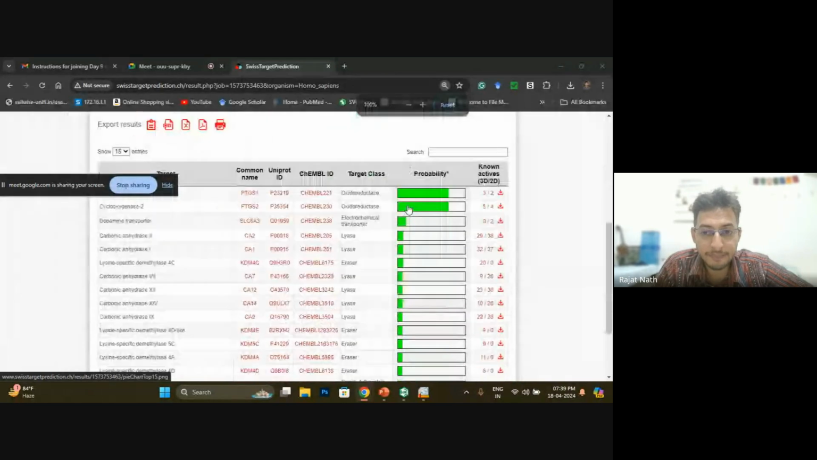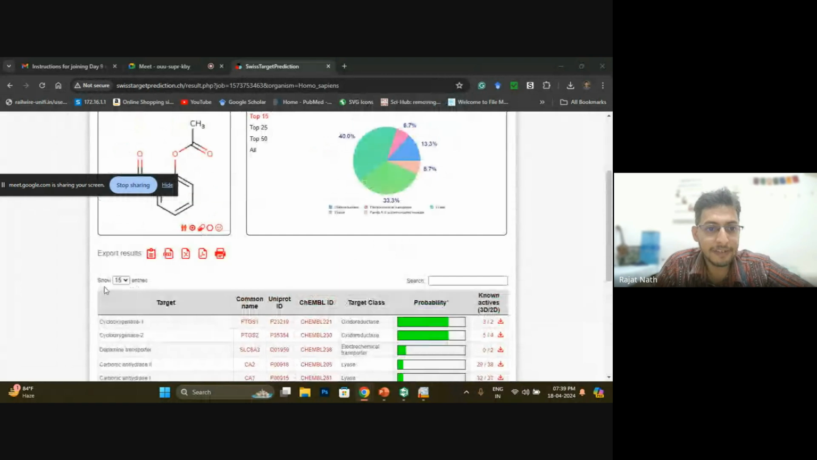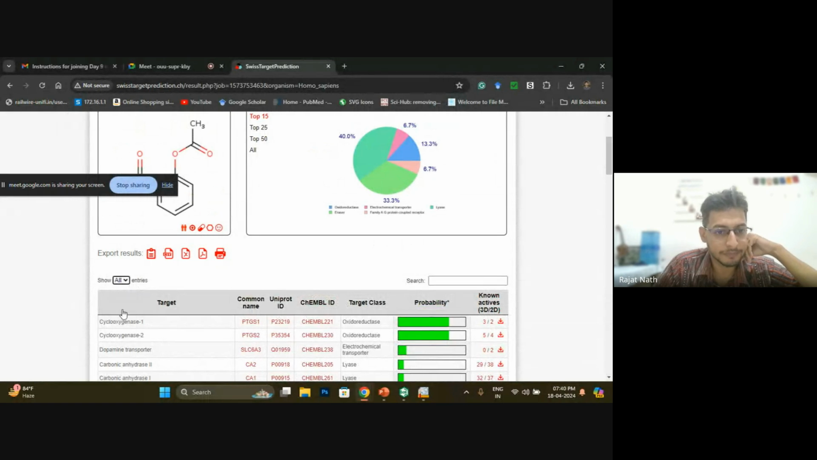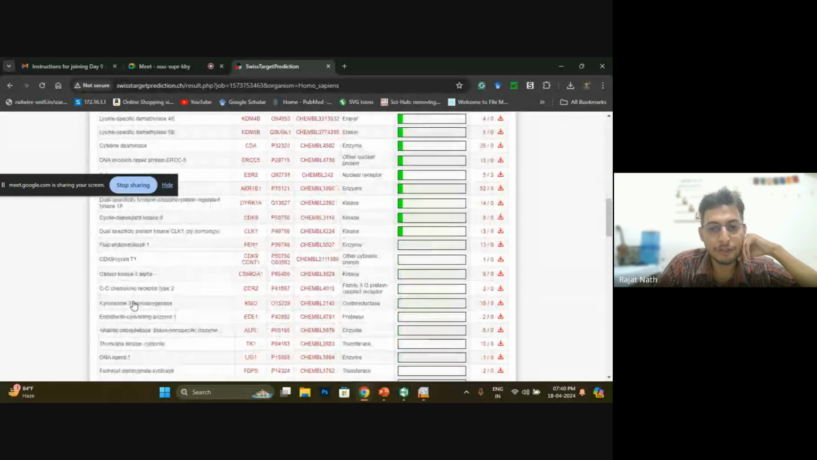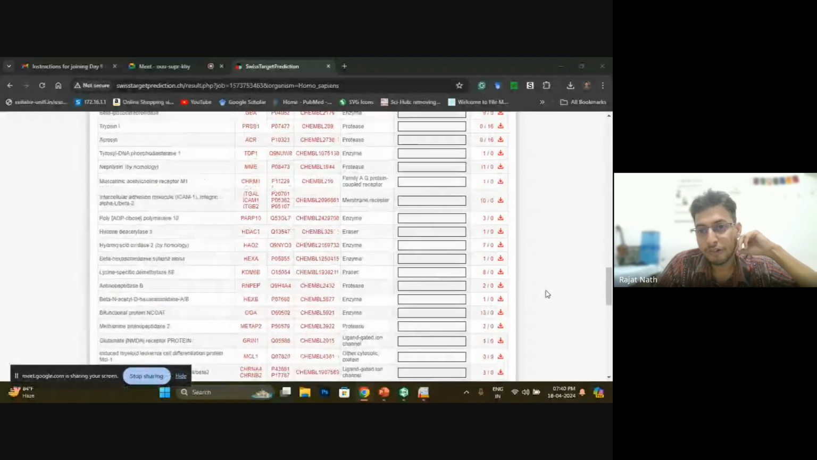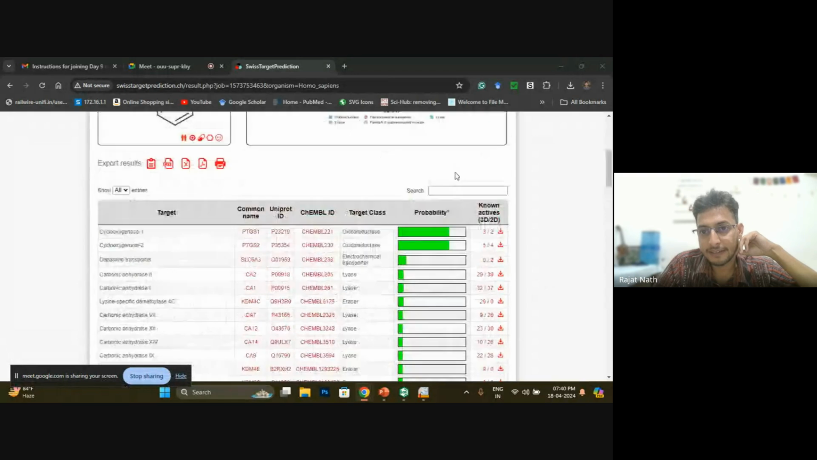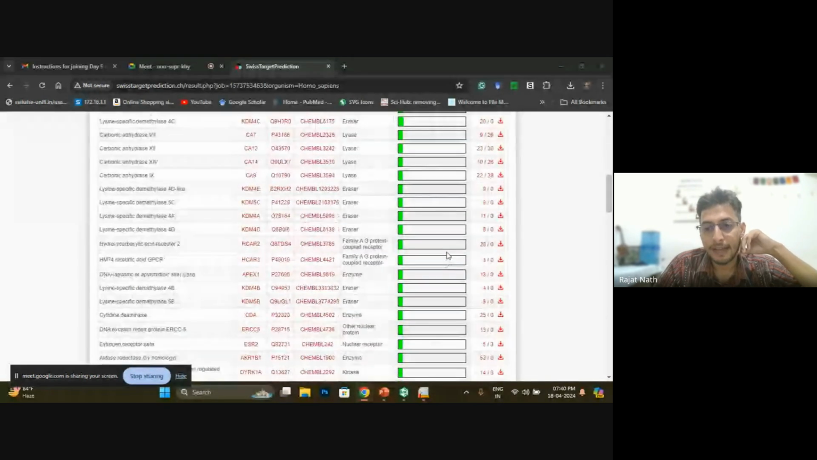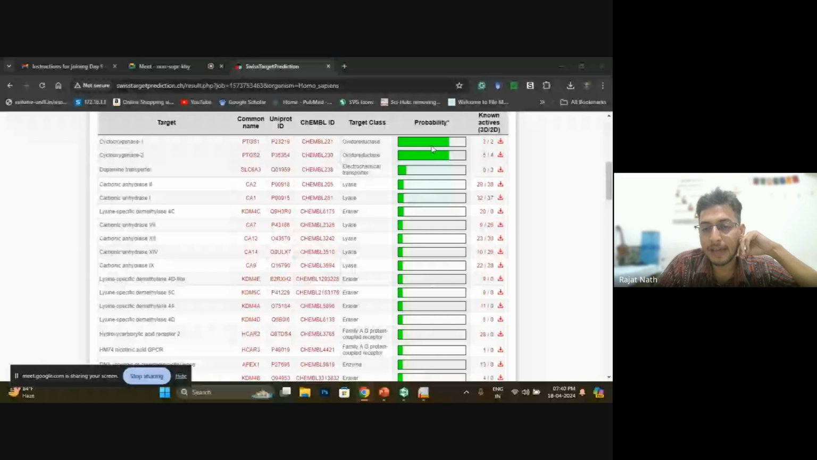Now, I am going to the left hand side. You can see show 15 entries. Just click here and click all. Okay, now you will see all the targets predicted. Now you can see there is a probability and there is a box of green color. If the box is fully green, that means there is a probability of 100% for this target protein.